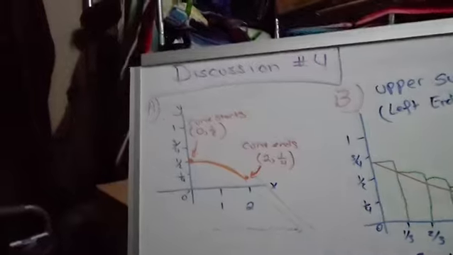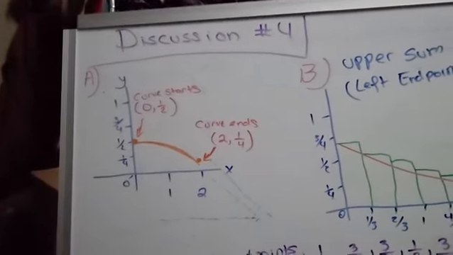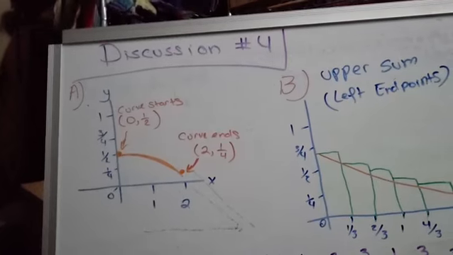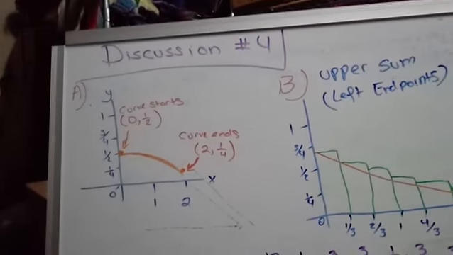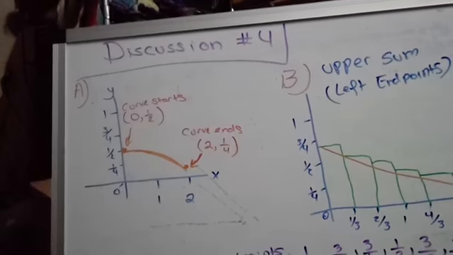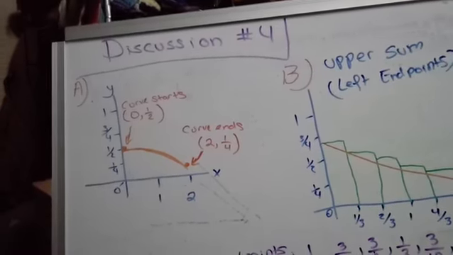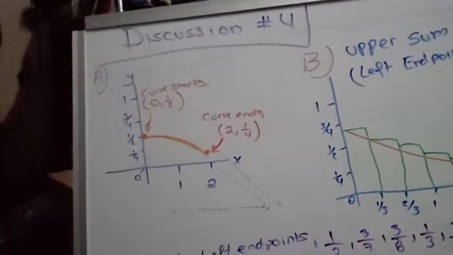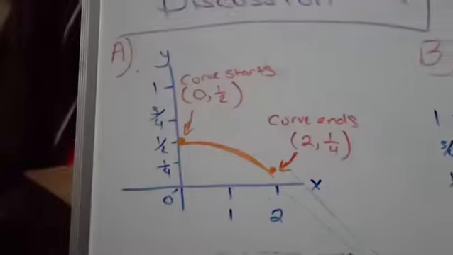For part A, which is right here, I graph my function. My graph starts at 1/2 when x is 0, and it ends at 1/4 when x is 2. As I move from left to right, I can see that my graph is going downhill, so I know my function is decreasing.